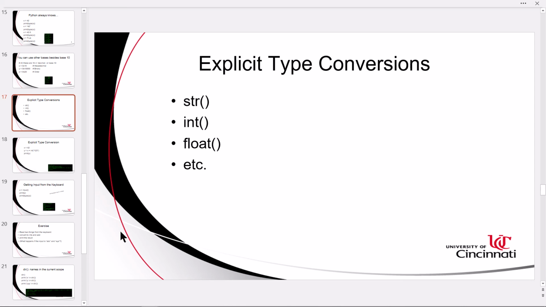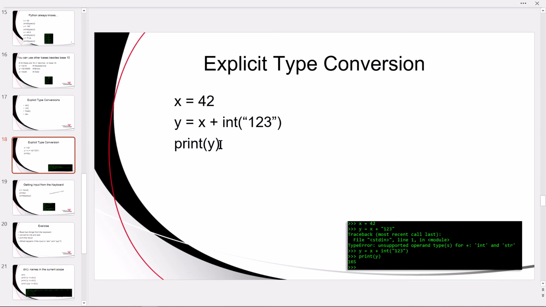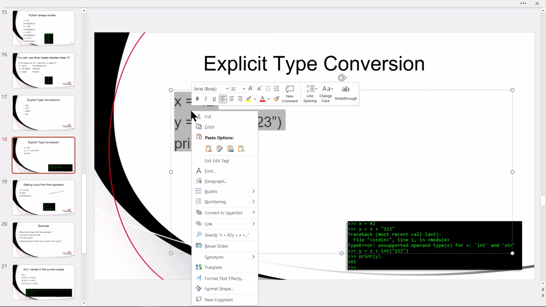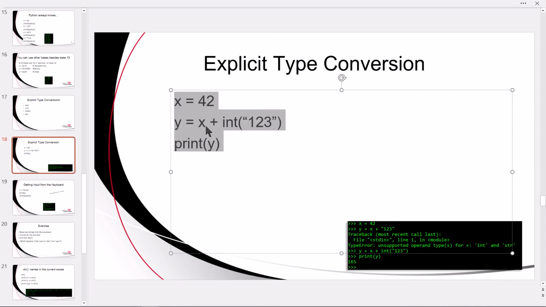Sometimes we have a need to convert from one type to another explicitly, to force that conversion to take place. And there are functions available in Python to do just that. So we can convert something to a string, or we can convert something to an integer, and it's easy to do.